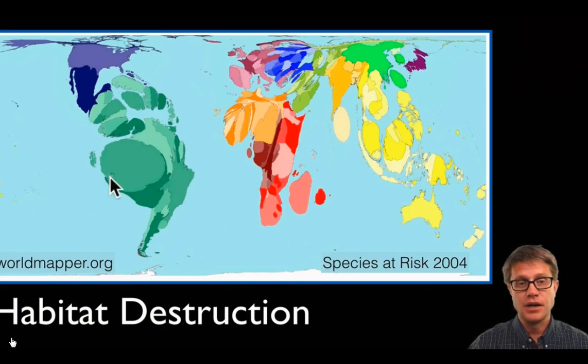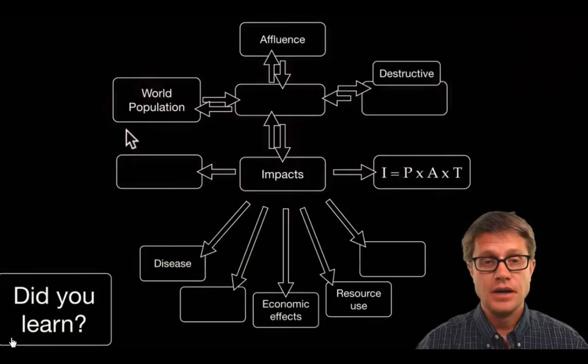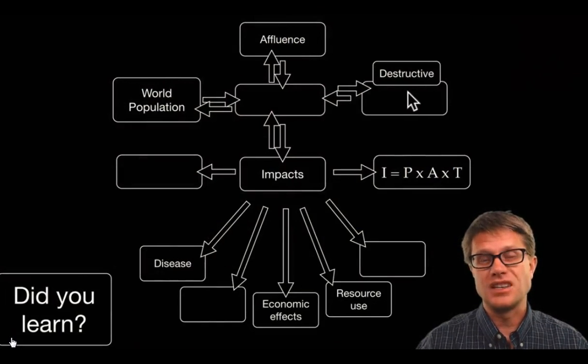And so did you learn the following? How the population and affluence and destructive technology can affect the environment. These impacts could be measured through the IPAT equation or the ecological footprint. Remember, if the economy is too big, we can have resource use and habitat destruction. But if the economy is too small, you get disease, hunger, and I hope that was it.